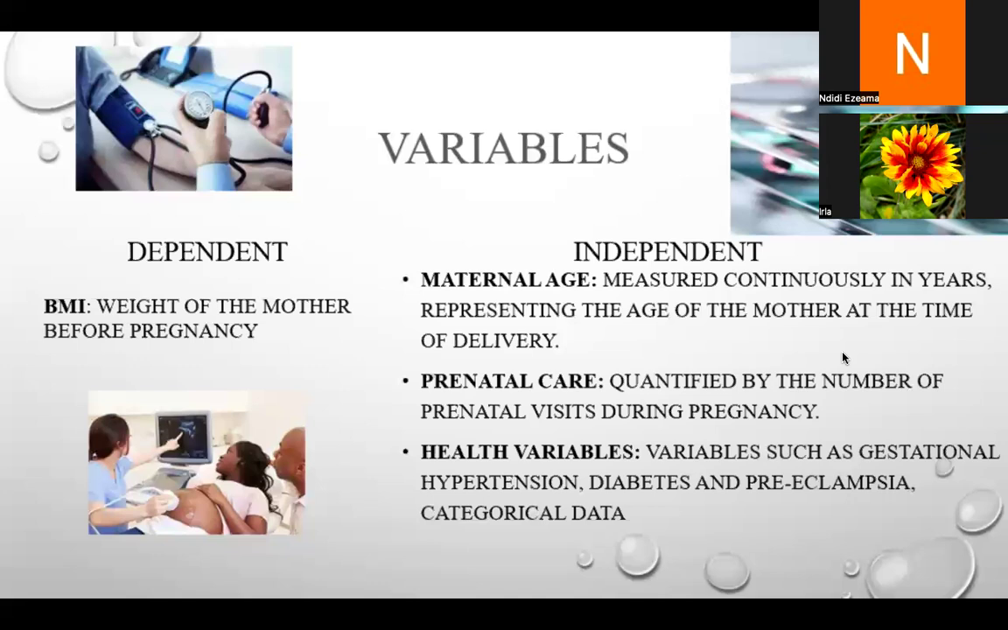And so here are our variables. Looking at the dependent, we have BMI of the mother before pregnancy. And looking at our independent variables, we have maternal age, measured continuously in years, representing the age of the mother at the time of delivery. We have prenatal care, quantified by the number of prenatal visits during pregnancy. And last but not least, we have health variables used, such as gestational hypertension, diabetes, and preeclampsia, all being categorical data.